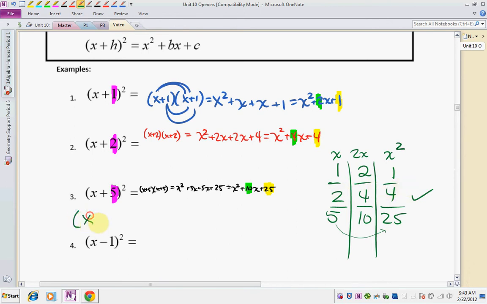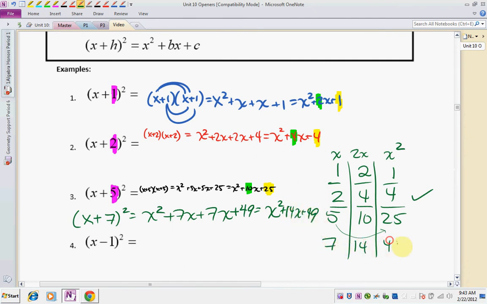Maybe I'll make up one. x plus 7 squared is x squared plus 7x plus 7x plus 49, which is x squared plus 14x plus 49. Does that hold? 7, 14, 49. 2 times 7 is 14. 7 squared is 49. Check. These all work, and that is your pattern.